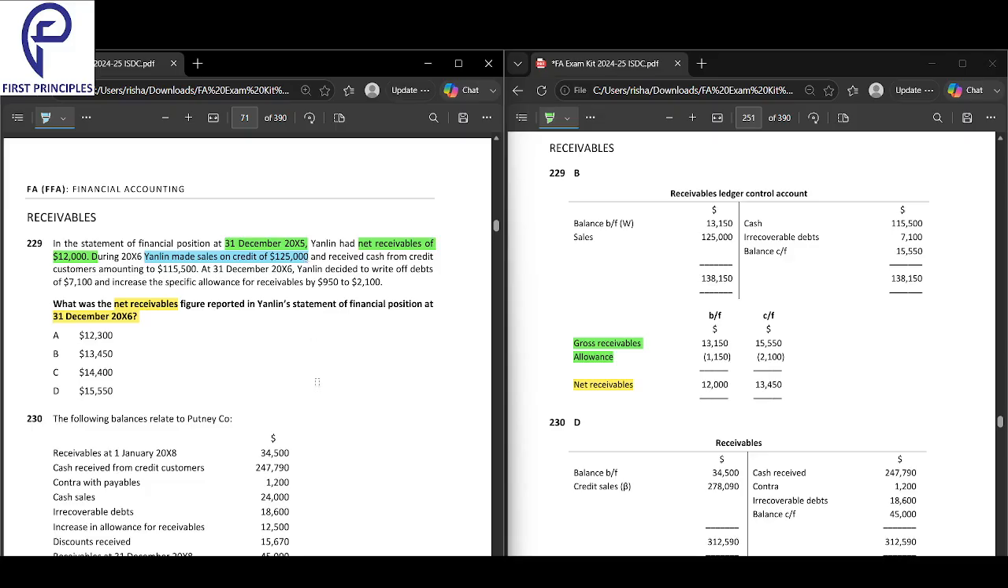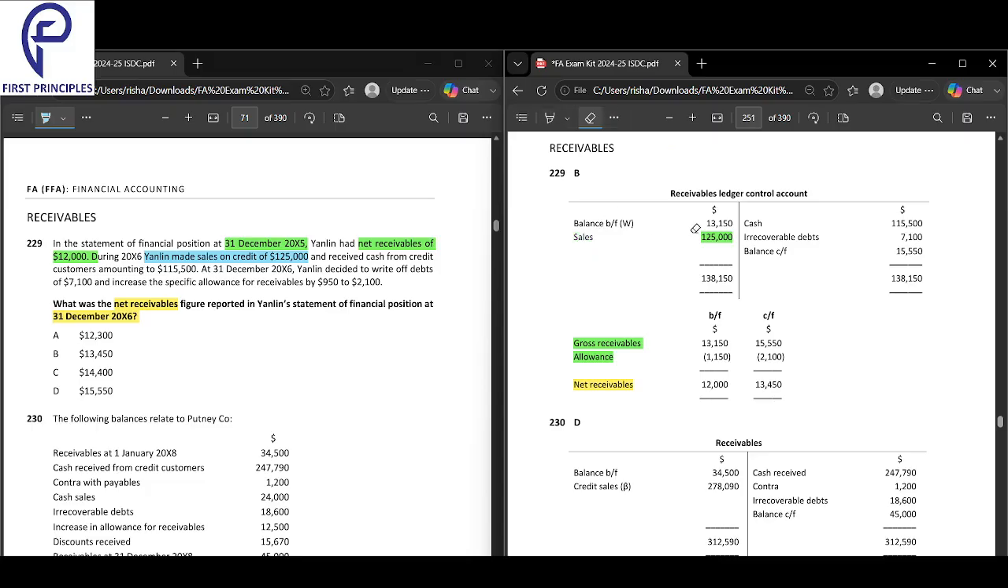So the opening net receivables was 12,000, and during the year we made more credit sales. More credit sales means more receivables, so this will increase our receivables further. It is added on the same side as the opening amount, so we have kept it on the same side. Let me put a different color here.